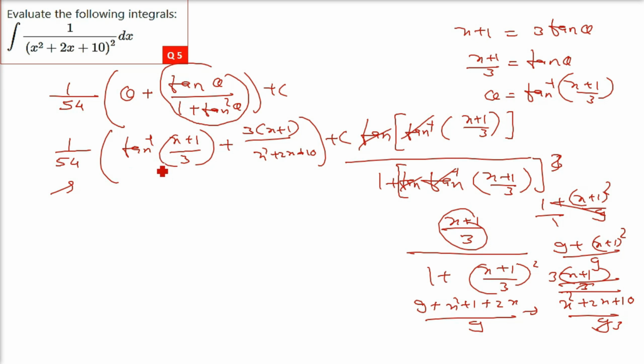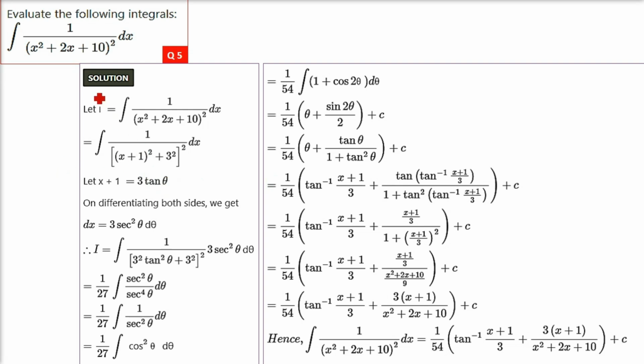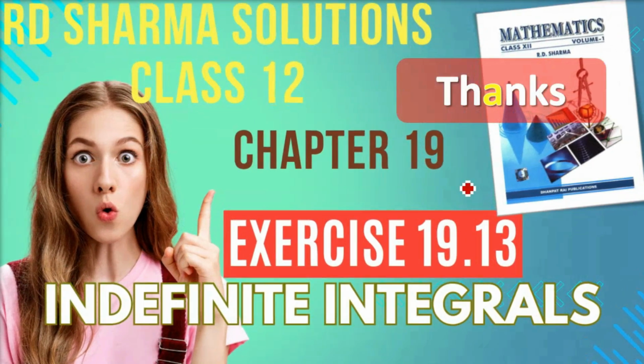That's what the question wanted. So how to go about it? There are certain things. First is the perfect square thing. Now the tip of this question is taking x plus 1 as 3 tan theta. If you understand that, that will be very, very good. Okay, this is all about this exercise. Thank you so much.